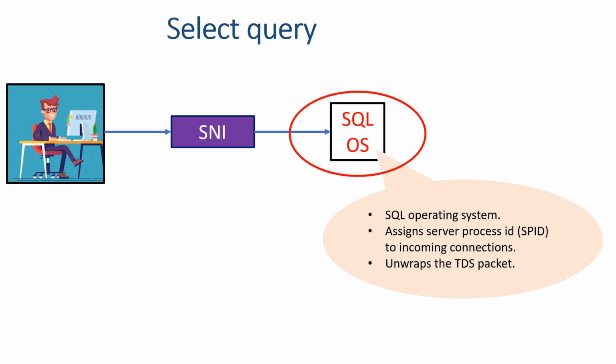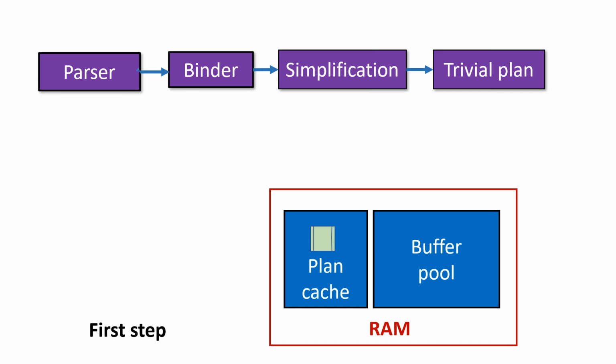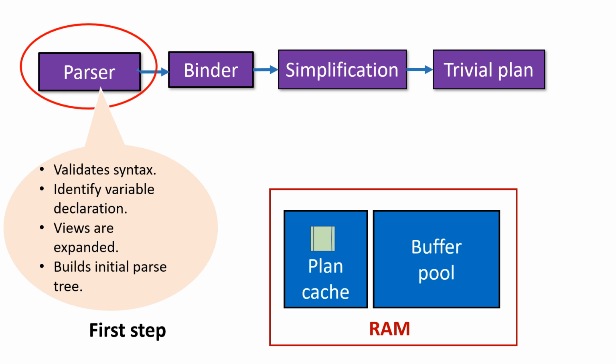So once the SPID is assigned by the SQL operating system, the tabular data stream packet will be unwrapped, and then that incoming query is identified as a SQL query, and it is given to the first step inside our relational engine, which is the parser. So the parser is the first component inside our relational engine.